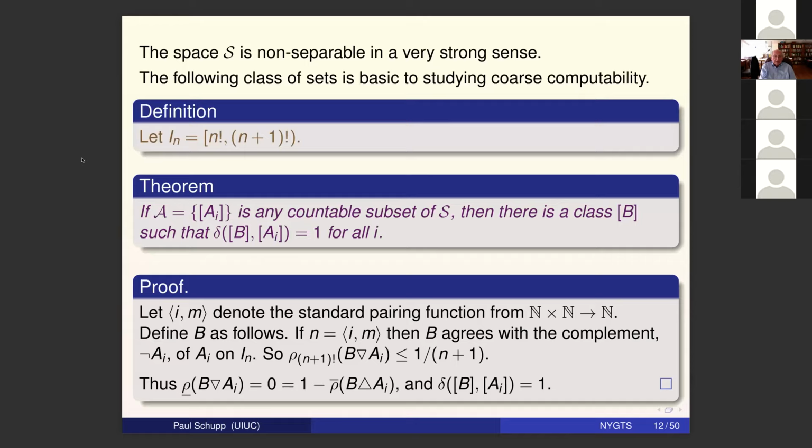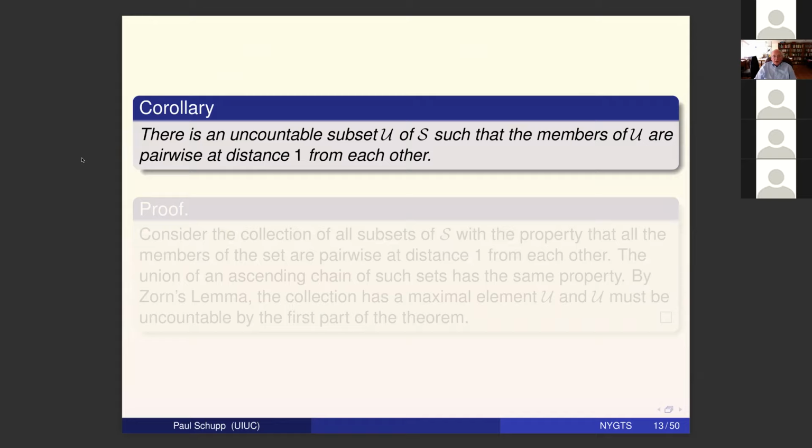So a couple corollaries of this. First of all, of course, there's an uncountable subset U, so all members of U are pairwise at distance one from each other. Any questions so far?